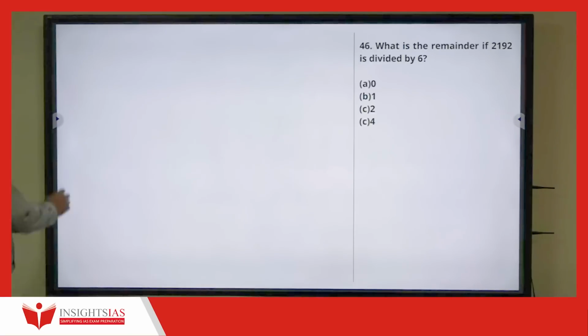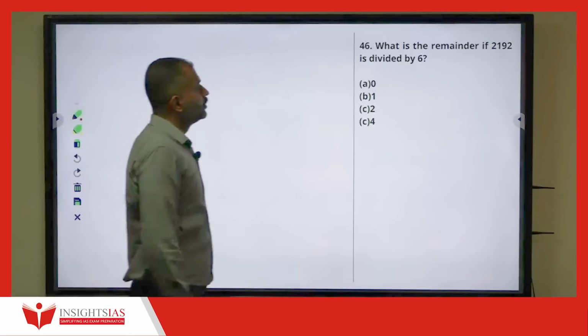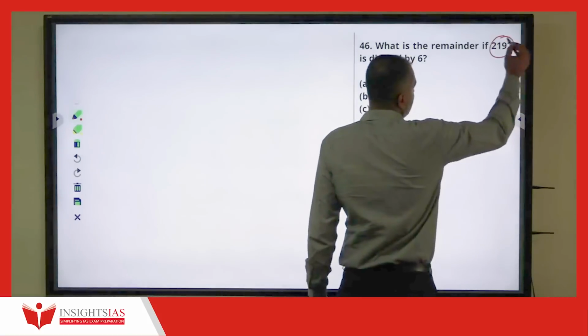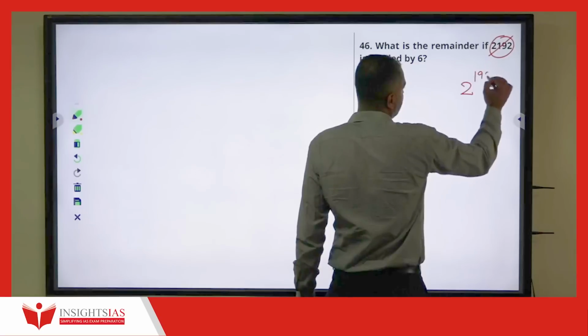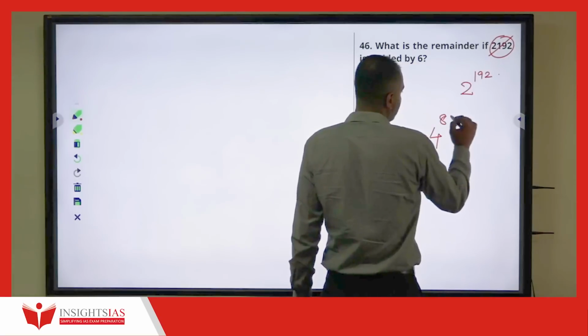What is the remainder when 2 power 192 is divided by this one? Okay, 2 power 192. So, can I write this as 4 power 81?